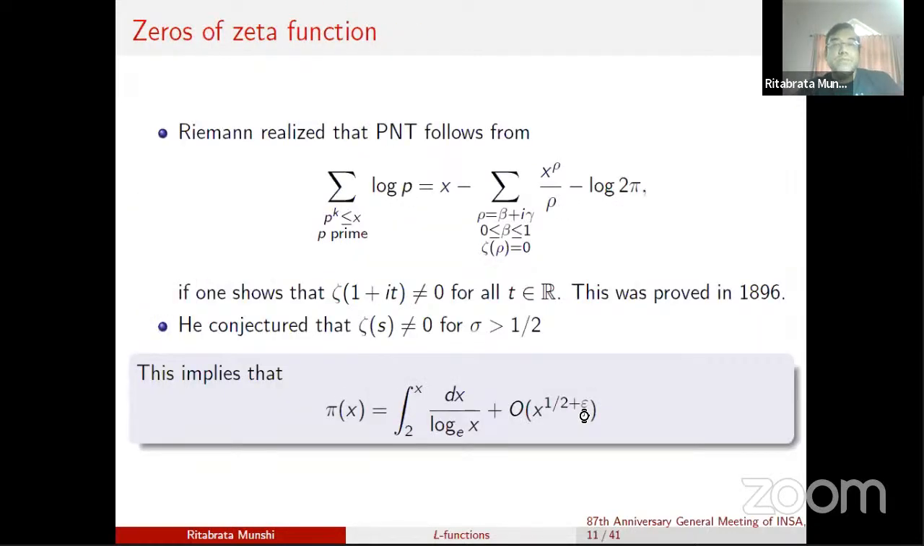Okay, and he came up with this remarkable conjecture that actually the zeta function should not vanish up to the central line passing through 1/2. So in this half plane sigma greater than 1/2, there should not be any zero. This is the famous Riemann hypothesis. And if you have this Riemann hypothesis, then you will get a very strong approximation for the counting function for primes. It will be the integral of 1 by log x plus an error term, which is of the size square root of x. Okay, so it's a very strong approximation for pi(x), but this is also equivalent to proving the Riemann hypothesis.